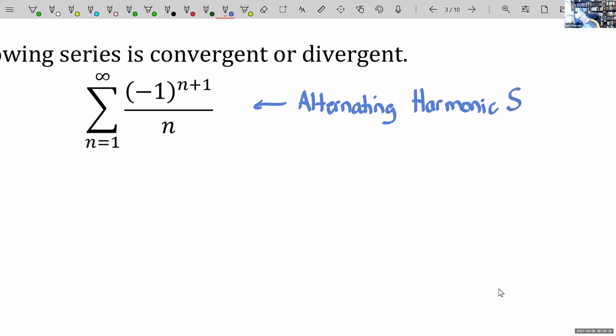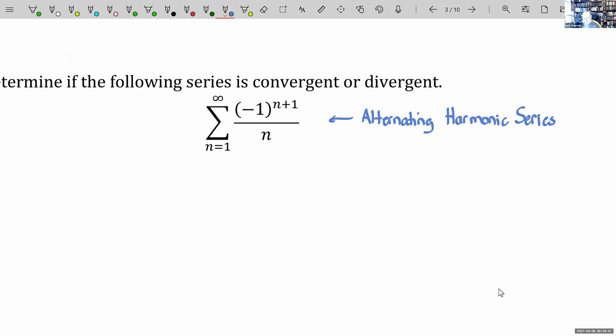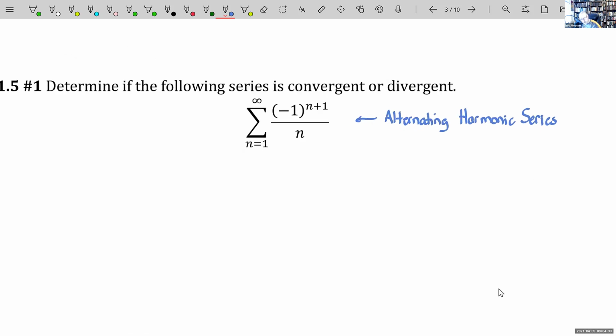It doesn't actually matter if the series starts at 1 or if the power starts at n plus 1 or n or whatever. That does not matter. It's still called the alternating harmonic series no matter what. So since we know it's alternating, let's go ahead and use the alternating series test.